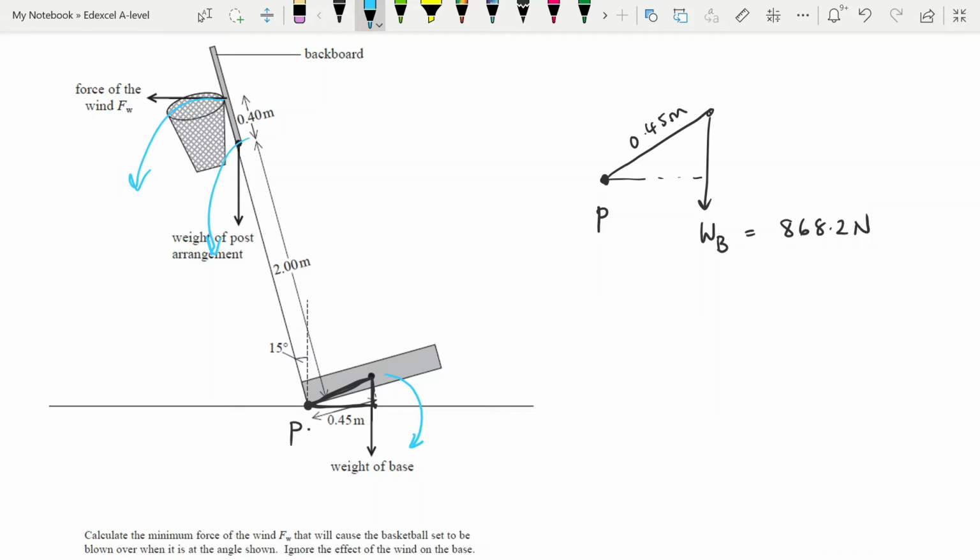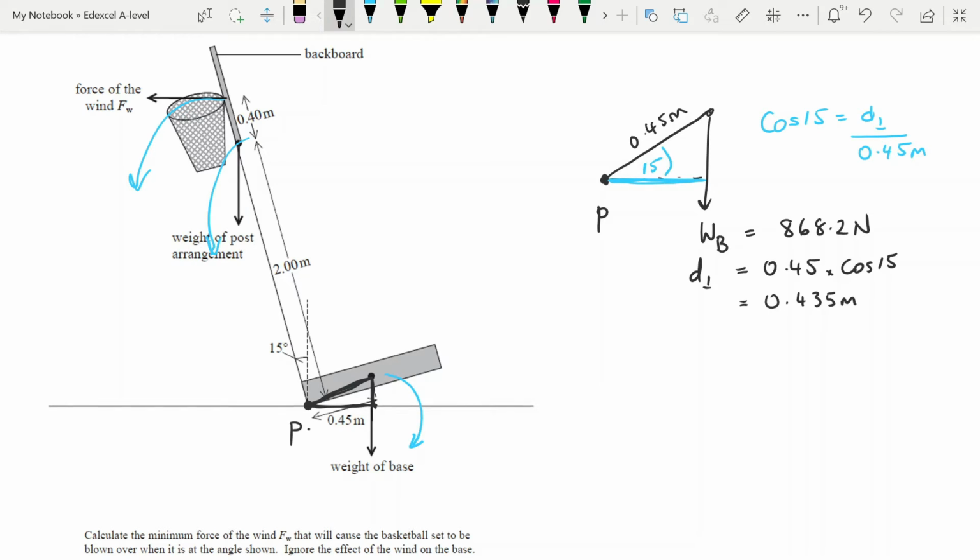Well, we need the perpendicular distance that weight is from this pivot. So we're looking for this side of the triangle here. And of course, we know this is 15 degrees because that's the angle of tilt. So the cos of 15 is going to be our perpendicular distance divided by the hypotenuse, which is 0.45 meters. Which means our perpendicular distance is 0.45 times cos 15, which gives us 0.435 meters. So now we have all the information that we need to find our clockwise moment.